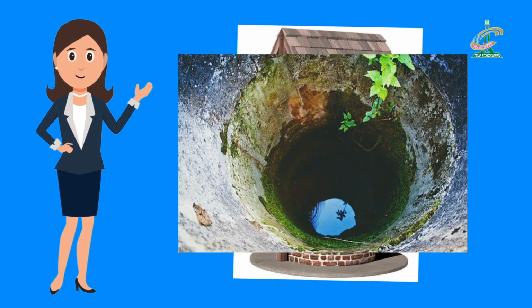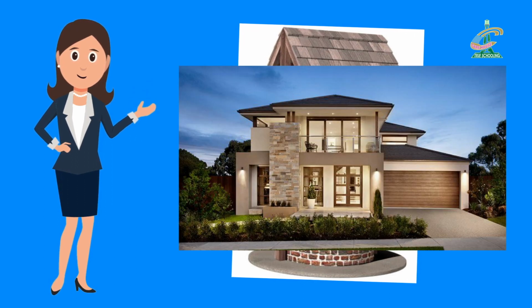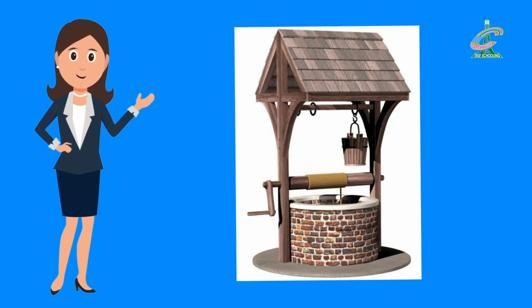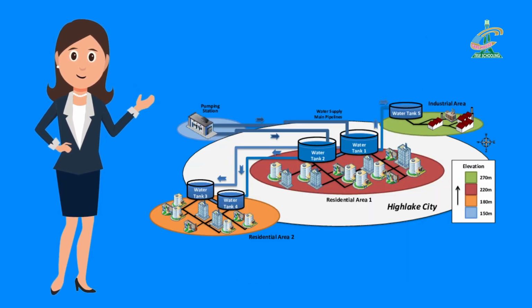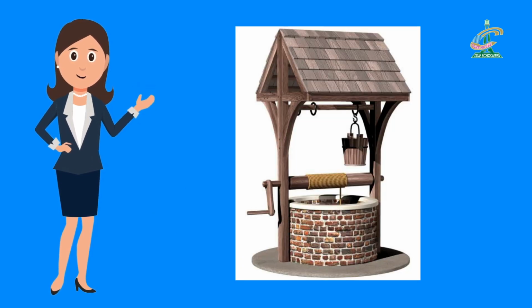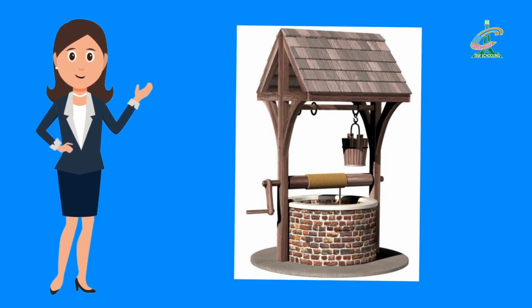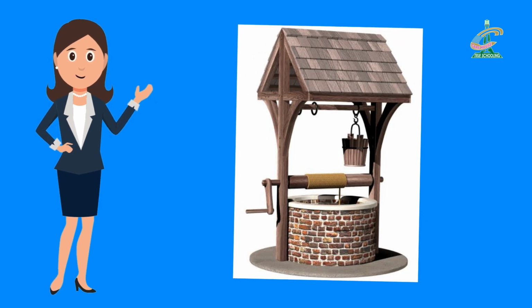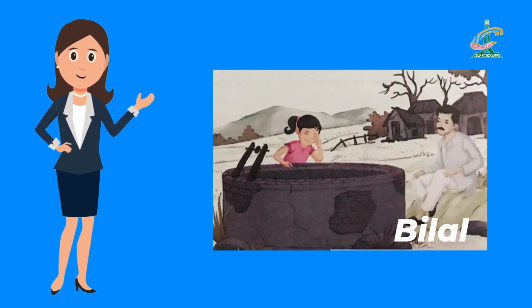But usually we do not have wells at our homes or at our streets. Why? Because we do have a water supply system. But in villages, since there isn't a water supply system, wells are used. Here you can see the picture of a well. I guess now the well is quite clear to every one of you. In this lesson, there are two main characters, Bilal and his daughter Sana. So let's begin the reading.